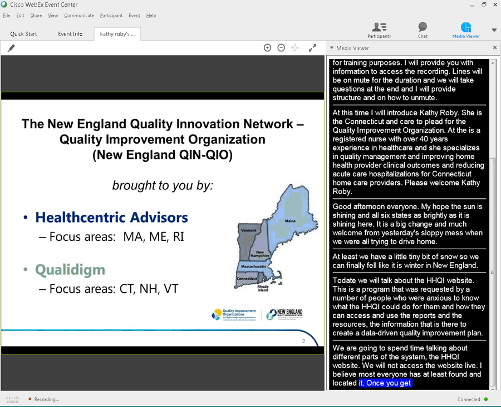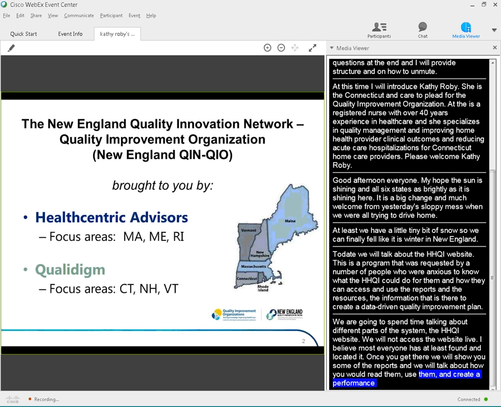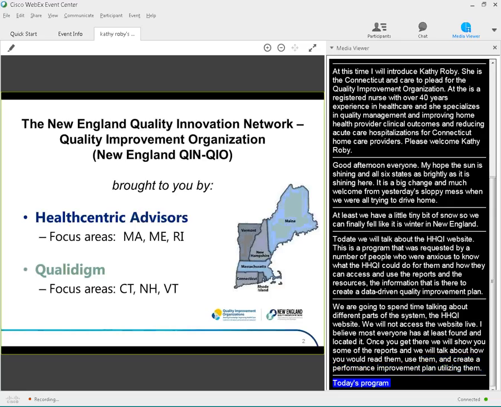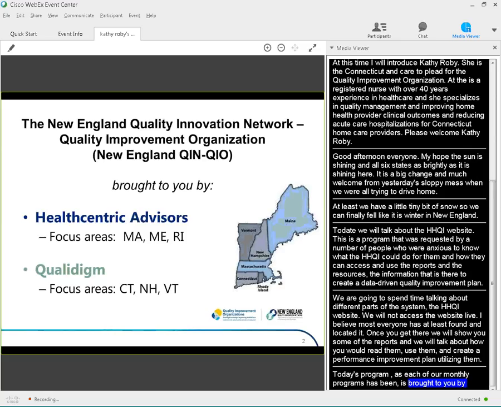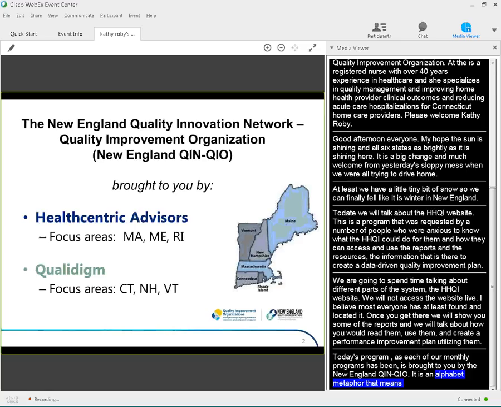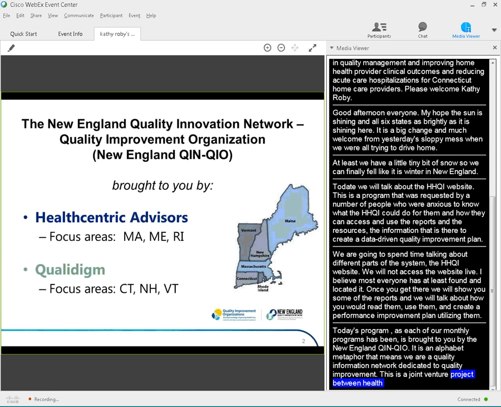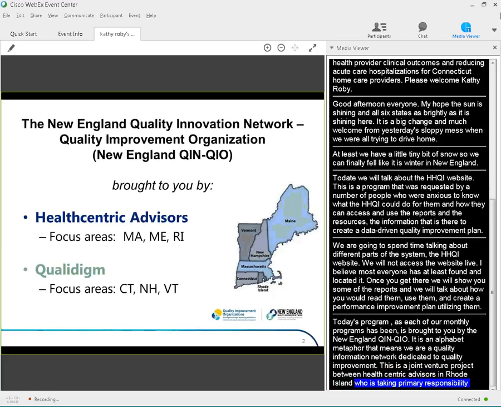Today's program, as each of our monthly programs has been, is brought to you by the New England QIN-QIO. It's an alphabet mouthful that means we are a quality innovation network dedicated to quality improvement. This is a joint venture project between Healthcentric Advisors in Rhode Island, who is taking primary responsibility for working with Massachusetts, Maine, and Rhode Island, and Qualidigm here in Connecticut. We are working with the home care providers in Connecticut, New Hampshire, and Vermont.